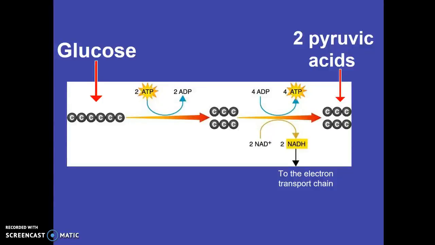Okay, so here's the picture I was telling you guys about. This is a really good picture that breaks down this first process. So here's our glucose molecule. Remember, we need 2 ATP, so we put 2 ATP in here.